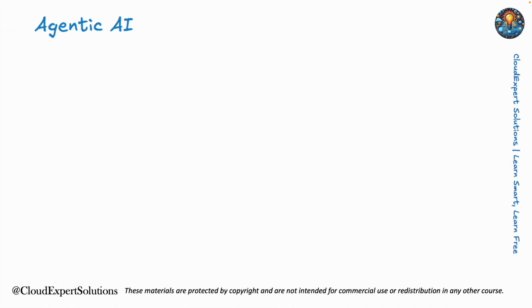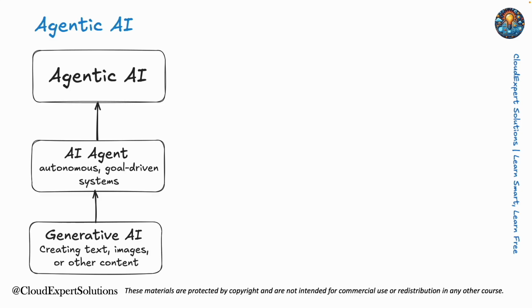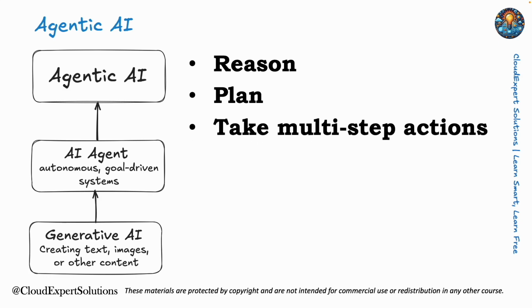Finally, we have agentic AI. This is a newer, more advanced concept. Agentic AI combines the creativity of generative AI and the autonomy of an AI agent. And what makes it special? It can research, plan, and take multi-step actions towards a bigger goal.